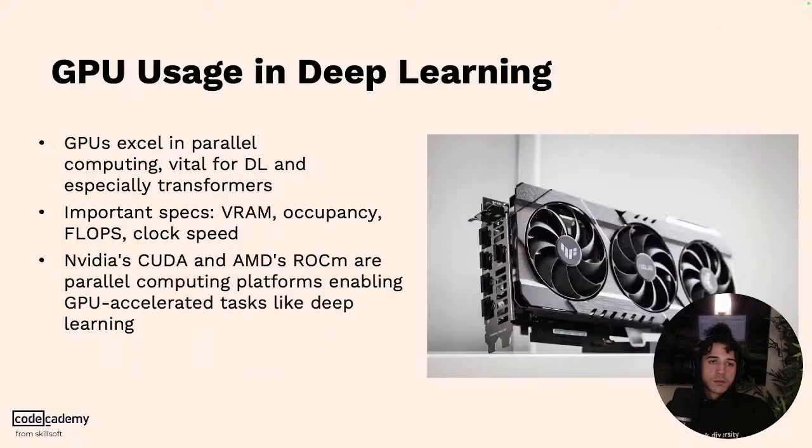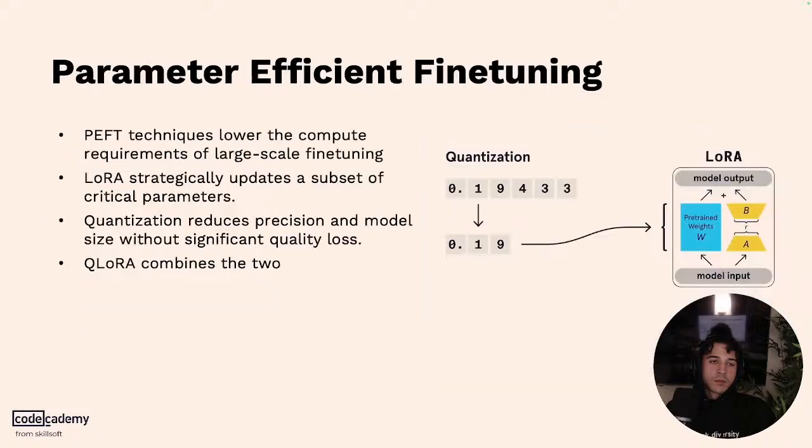GPUs excel in parallel computing, which is vital for deep learning and especially transformers. VRAM, occupancy, flops, and clock speed are just a handful of metrics used to evaluate GPU performance. Occupancy measures GPU utilization efficiency, which is crucial for maximizing performance. NVIDIA's CUDA and AMD's ROCm are parallel computing platforms enabling GPU-accelerated tasks like deep learning. PEFT techniques lower the compute requirements of large-scale fine-tuning. LoRa strategically updates critical parameters, while quantization reduces model size without significant loss in quality. Q-LoRa combines the two, achieving significant parameter efficiency gains.